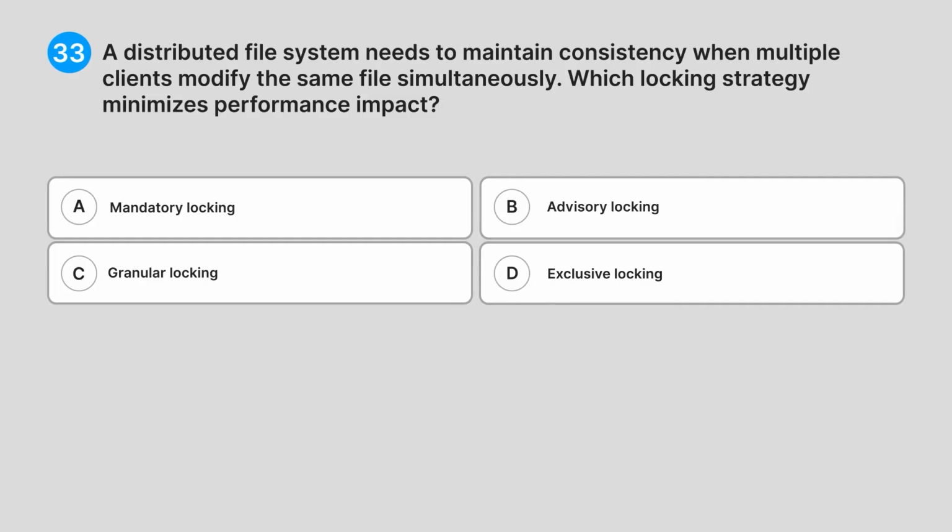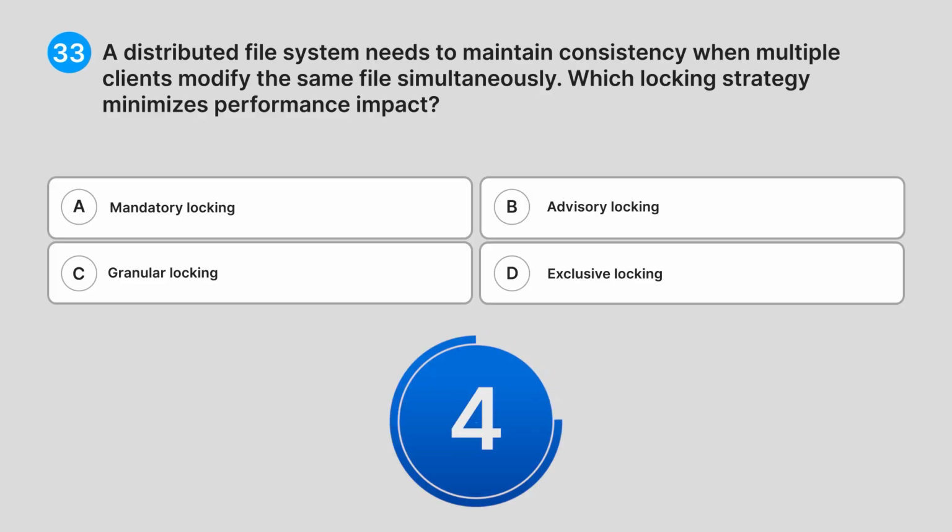33. A distributed file system needs to maintain consistency when multiple clients modify the same file simultaneously. Which locking strategy minimizes performance impact? A. Mandatory locking. B. Advisory locking. C. Granular locking. D. Exclusive locking. Can you guess the answer?